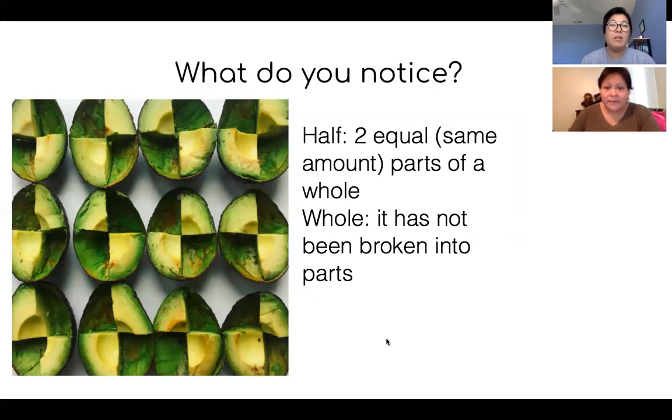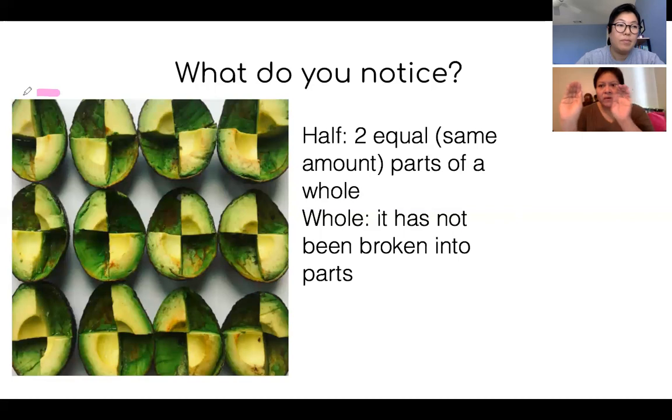So in this picture, we're looking at avocados. Keep in mind, when you go to the market and buy an avocado, it does not look like this. So this person bought the avocados and broke them into equal parts. Let's look at one avocado. How many equal parts did they break it into? They did break it in half. Can you explain looking at the picture? So I'm looking at the two and then making that whole. I'm just looking at the half.